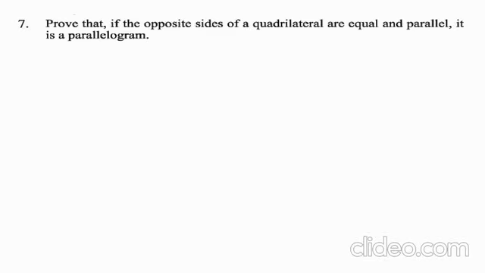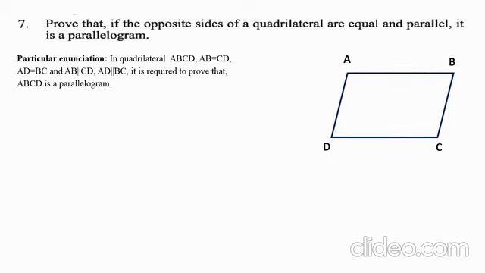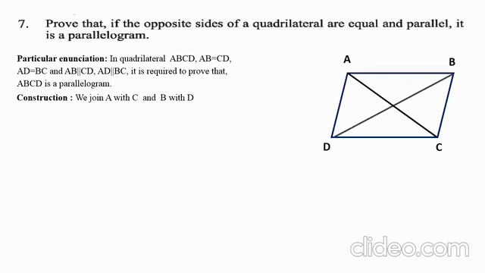Now question number 7. Here we need to prove that if the opposite sides of a quadrilateral are equal and parallel, it is a parallelogram. At first, particularization: in the quadrilateral ABCD, AB equals CD, AD equals BC, and AB is parallel to CD, AD is parallel to BC. It is required to prove ABCD is a parallelogram. Construction: we join A with C and B with D.